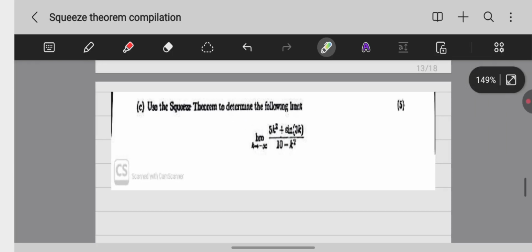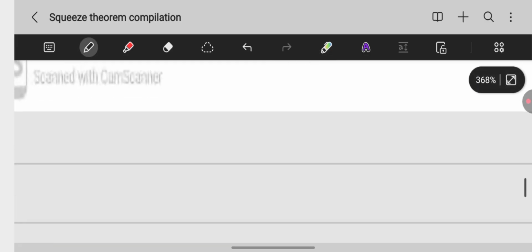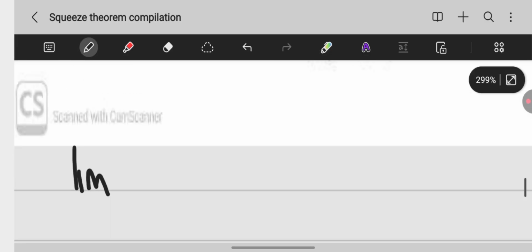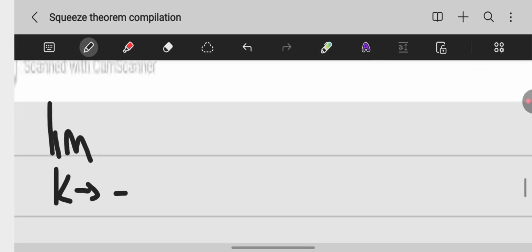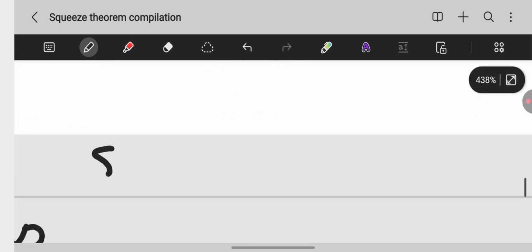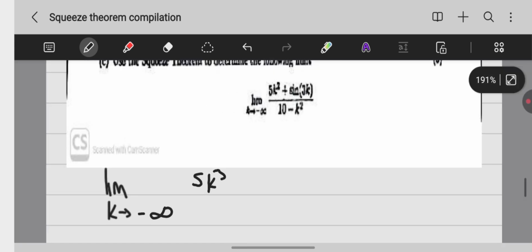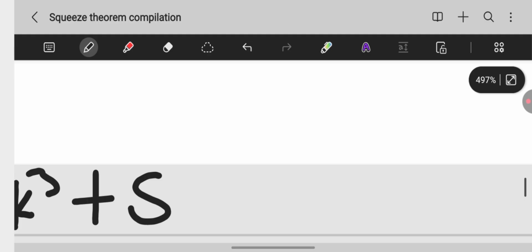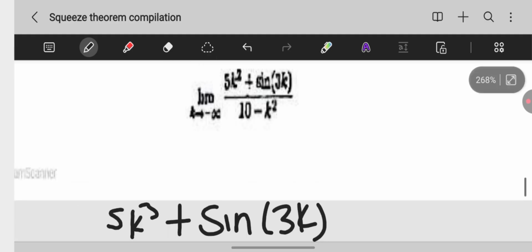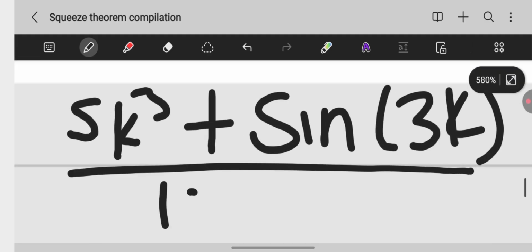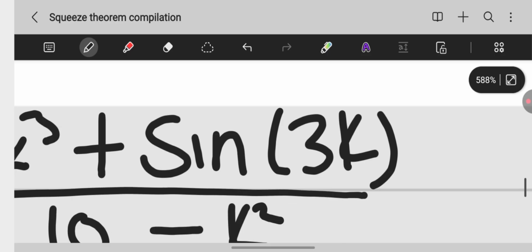So using squeeze theorem, determine the following limit. So we have the limit as k approaches negative infinity of 5k cubed plus sine 3k over 10 minus k squared.